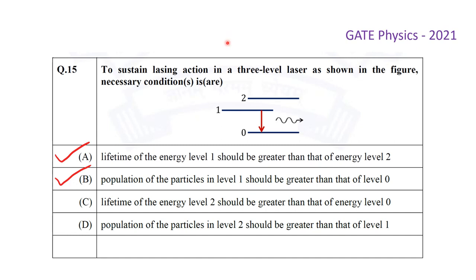So we have solved this problem and we found that option A, that is the lifetime of the energy level 1 should be greater than that of the energy level 2, and option B, that is the population of the particles in level 1 should be greater than that of level 0. These two options are the correct options for this question.